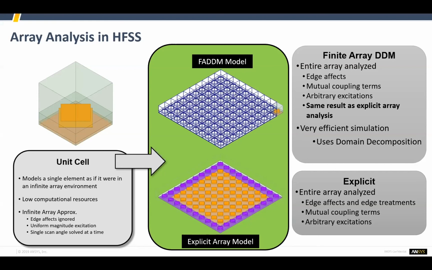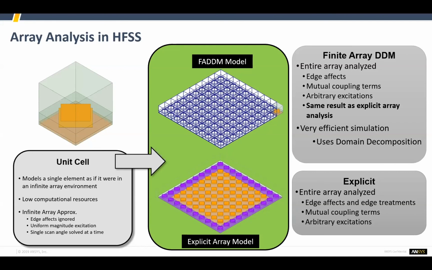Right? So we can do arrays both explicitly or using our finite array methodology. And it's really just a question of, if you want your answers as fast as possible, then I would encourage you to use the finite array decomposition, the finite array DDM method, rather than the explicit method. But you can do both. One is just a lot faster than the other.